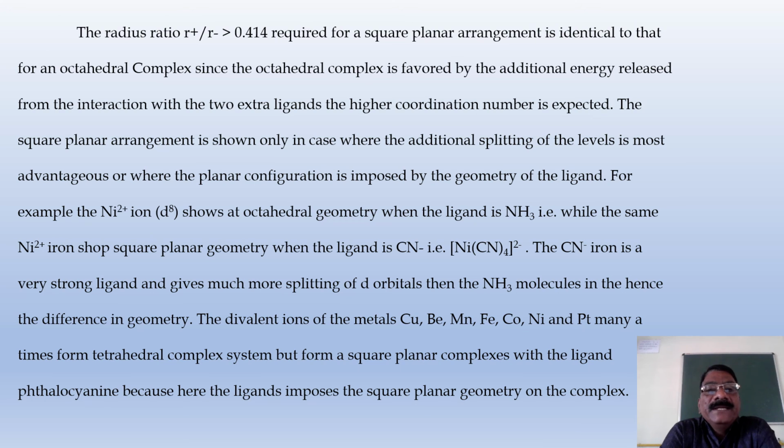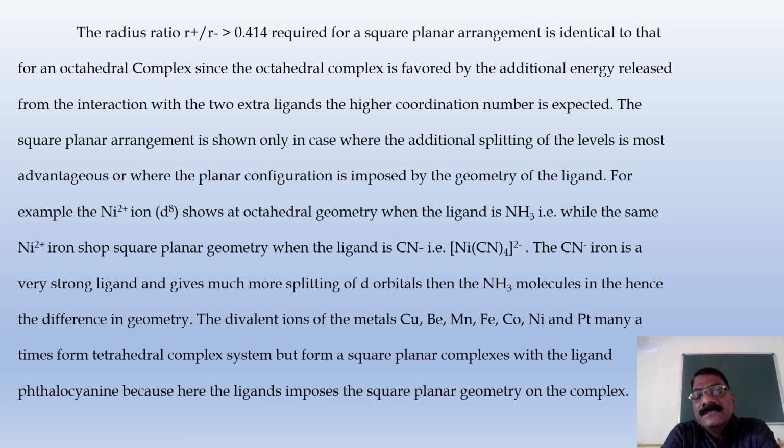The square planar arrangement is shown only in cases where the additional splitting of the level is most advantageous, or where the planar configuration is imposed by the geometry of the ligand. For example, Ni2+ ion, a d8 system, shows octahedral geometry when the ligand is NH3, while the same Ni2+ ion shows square planar geometry when the ligand is cyanide, CN-.